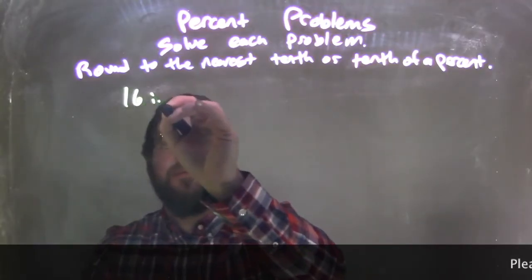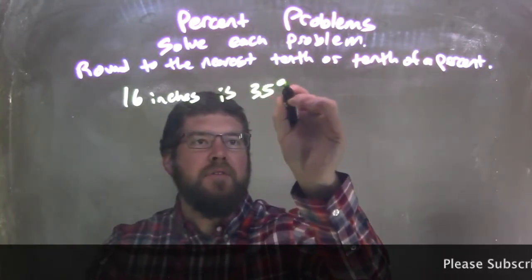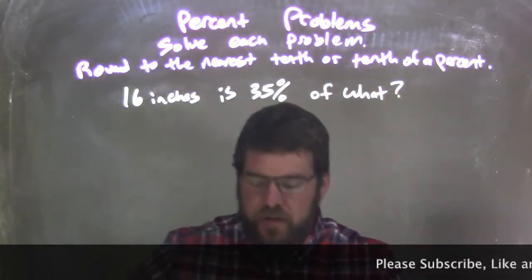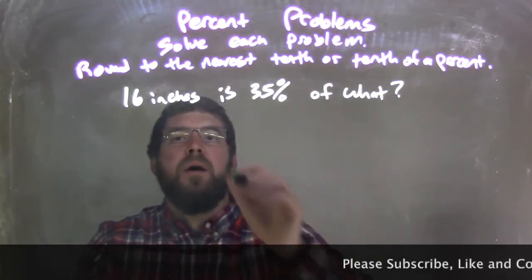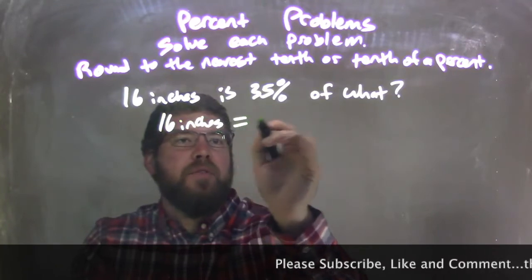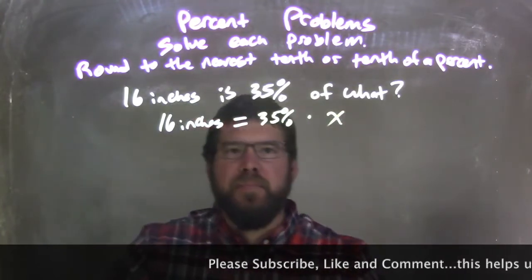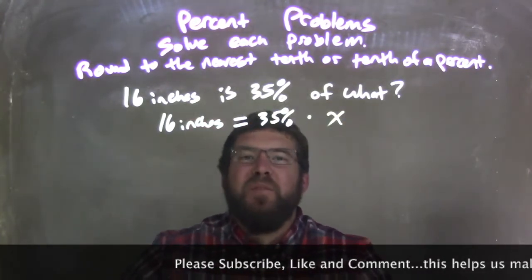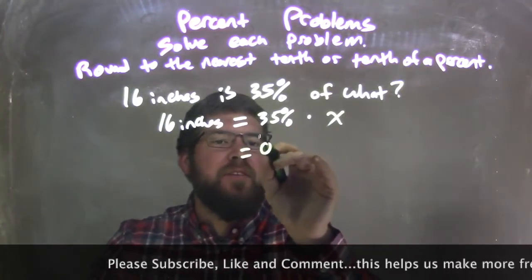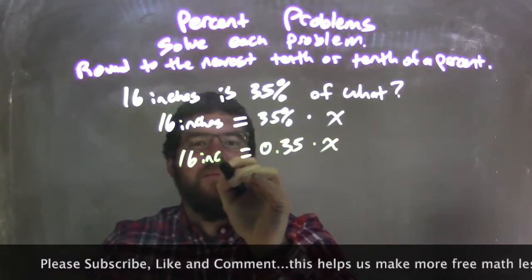16 inches is 35% of what? So 16 inches is 35% of what? Well, let's write that as an equation. 16 inches is equal to 35% of, multiplication, what? X. Okay? Well, let's convert this. We convert our percent to a decimal. So 35% is 0.35 times X, and we have 16 inches here.